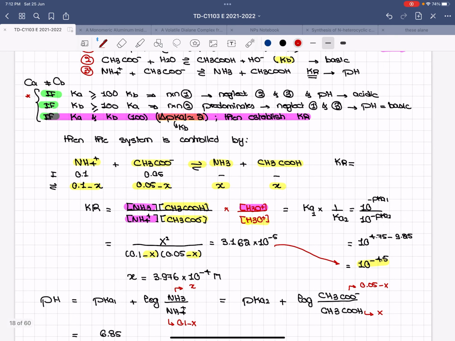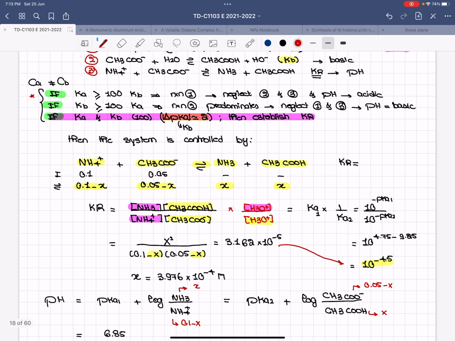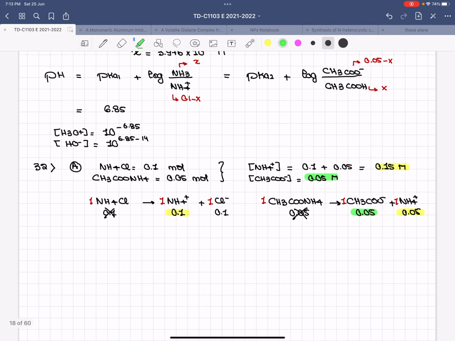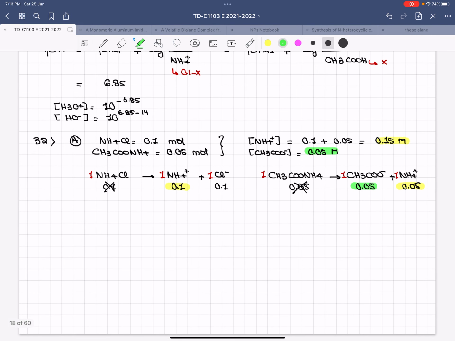The only difference is that in the extra we were working with 0.1 molar of NH4 plus and 0.05 molar of CH3COO minus. The only difference is that now for NH4 plus you will be using 0.15 molar instead of 0.1. That is it. So what you can do is repeat the entire question, the same thing that I did.